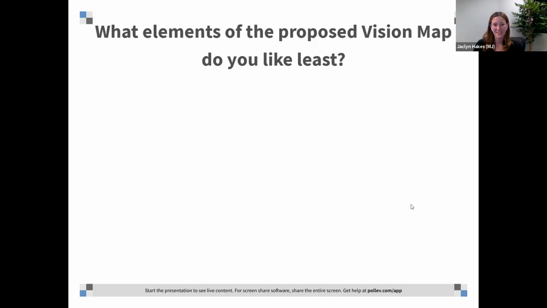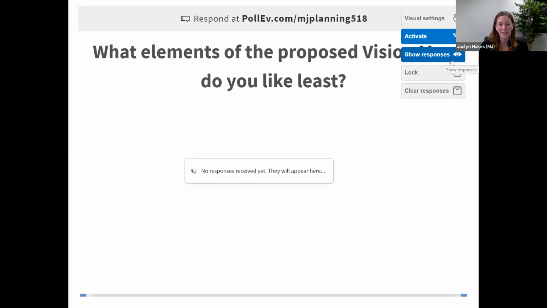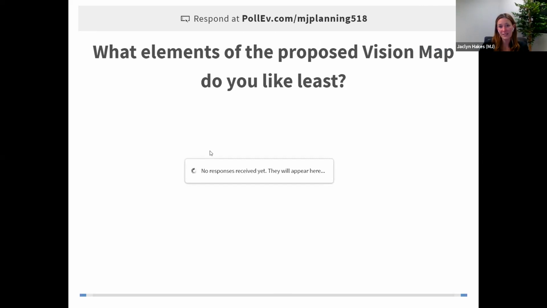So you can use the same QR code or text MJ Planning 518 to 37607. And we'd like to also understand what elements you liked the least of the proposed vision map. This helps us understand if we are on the right track. And so we would encourage you to identify if there are any elements that you weren't so sure about, or you might want to have explained a little bit more. So we will give you a few moments.